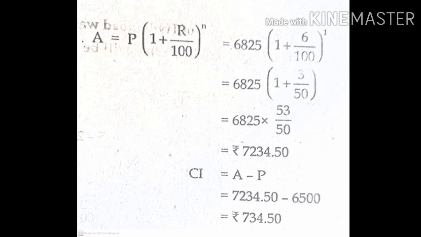Amount 7,234.50 minus principal means 6,500. After subtracting, we get 734.50 paise.